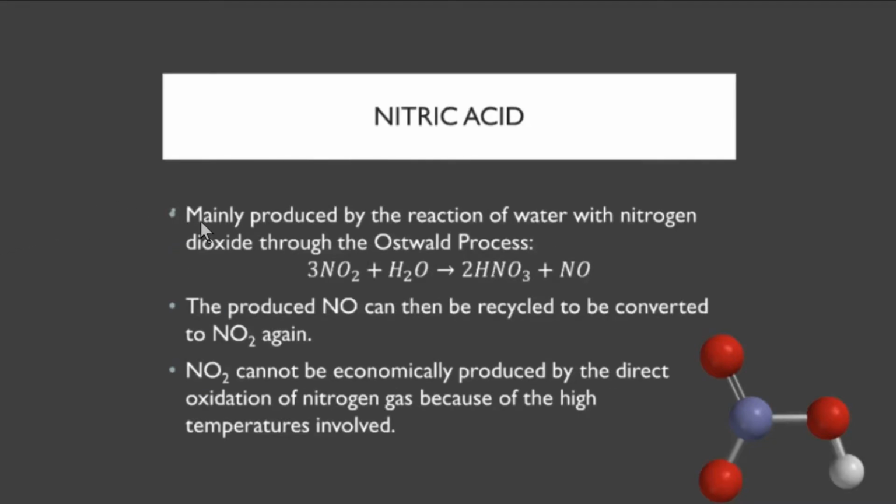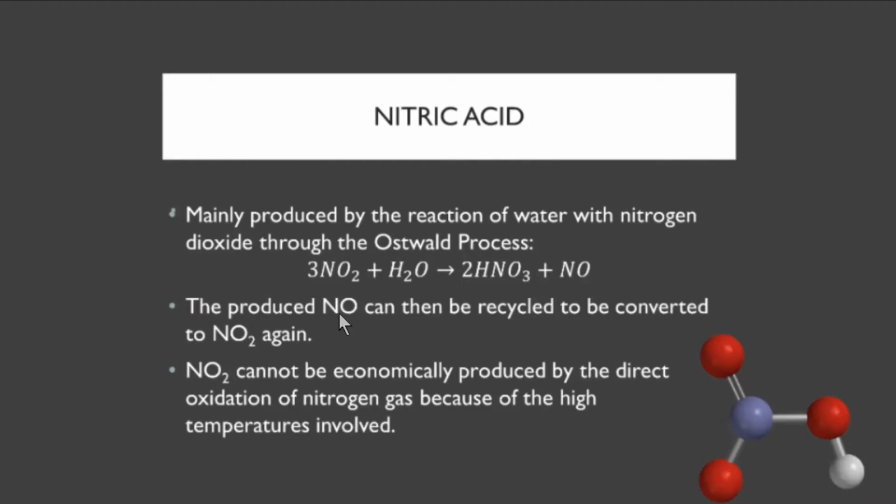The industrial production of nitric acid is mainly carried out by the reaction of water with nitrogen dioxide through the Ostwald process. This is the main reaction for the absorption of nitrogen dioxide into water in the Ostwald process, forming nitric acid and nitrogen monoxide. Nitrogen monoxide is typically recycled to be converted back to nitrogen dioxide, and that allows us to use a large part of the nitrogen. Although in some cases, if the fraction of nitrogen monoxide in the absorber gas is low, then we can elect to no longer recycle the stream.